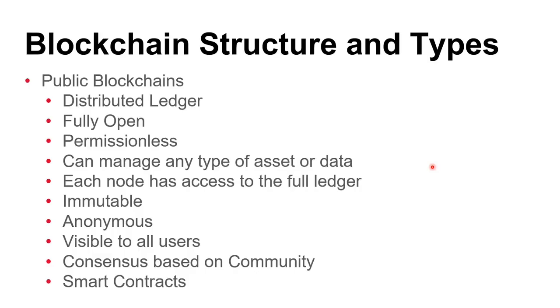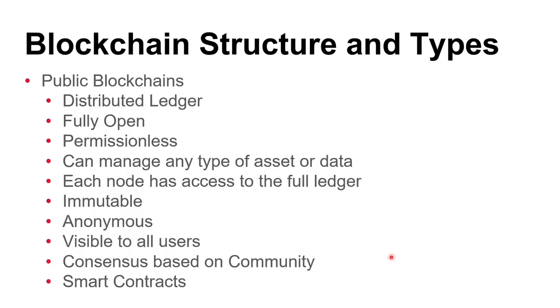Not necessarily Bitcoin, but say this is Ethereum. Each node has full access to the full ledger, and they are immutable. So we saw the immutability. Anonymous, so we saw a lot about anonymity. Visible to all users, and the consensus is based on community, and smart contracts. Bitcoin is a bit of an exception to certain points, such as any type of asset or data and smart contracts.